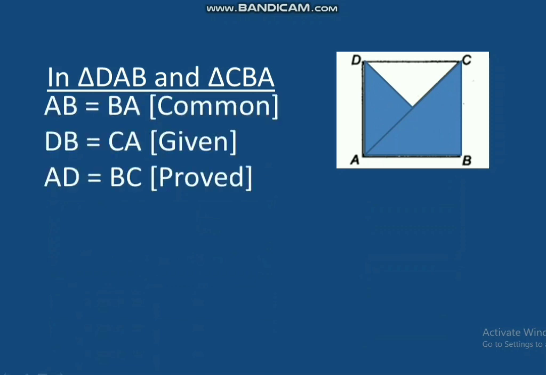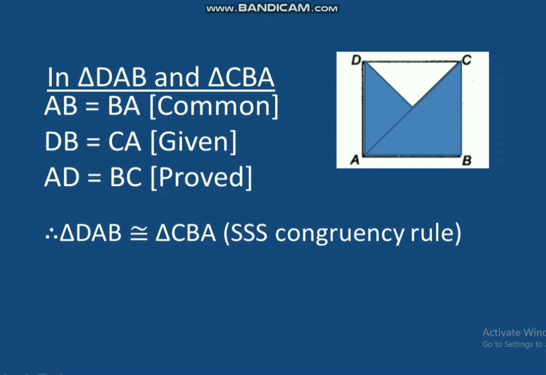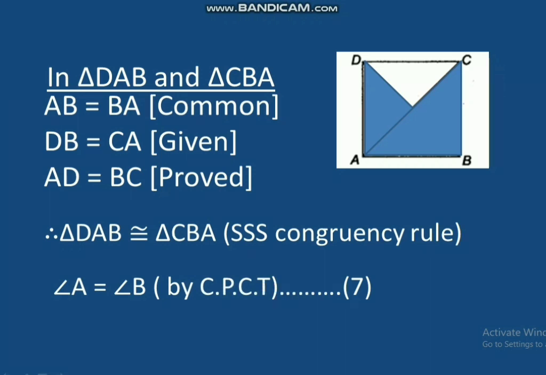In these two triangles, AB is equal to BA, which is common to both of the triangles. Now DB is equal to CA, which is given, that is, the diagonals of this quadrilateral are equal. Now AD is equal to BC, which we have already proved. So by the SSS congruency rule, we can say that triangle DAB is congruent to triangle CBA. Therefore, the corresponding angles, that is angle A and angle B, are equal.